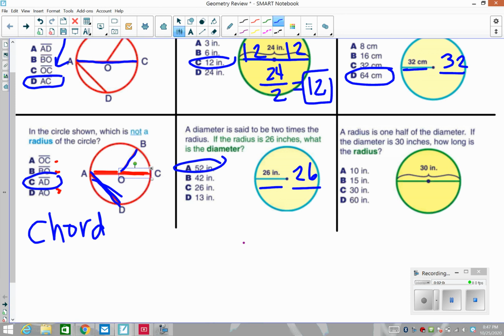A radius is 1/2 the diameter. So if the diameter is 30, how long is the radius? Well, that would be 15 and 15. So the radius then would be 15, B. So that's vocabulary on just radius and diameter.